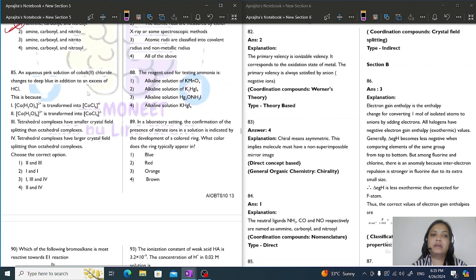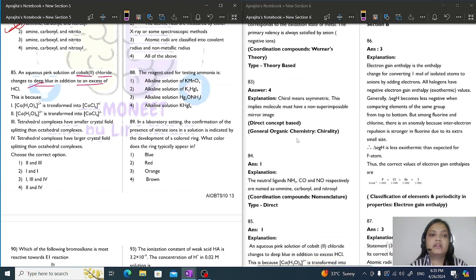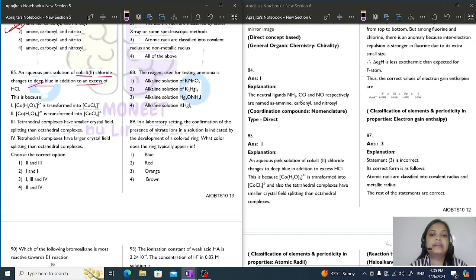Next is question number 85. An aqueous pink solution of cobalt(II) chloride changes to deep blue on addition of HCl. In this case, students, what happens is that the cobalt(II) chloride changes to a deep blue solution in excess of HCl because [Co(H2O)6]2+ is converted to [CoCl4]2-.